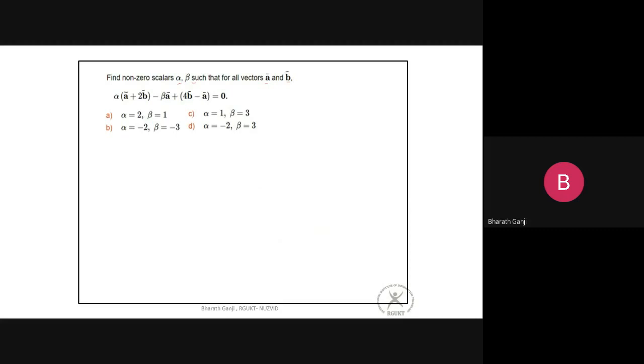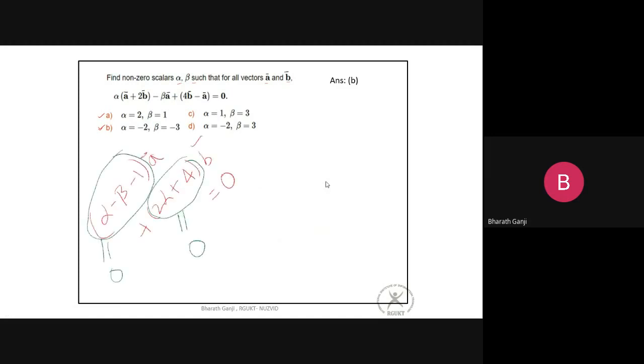Option B. Okay. Someone says it's option A and someone says B. Okay, I'll see the comments. What is the flow? So you are choosing B. Okay, we'll see what the answer is. So the answer is B, it's not A.